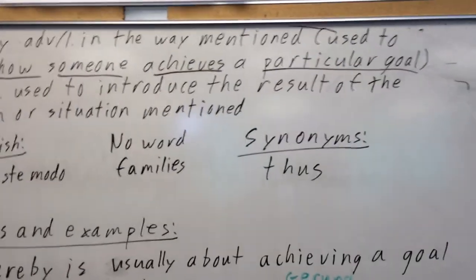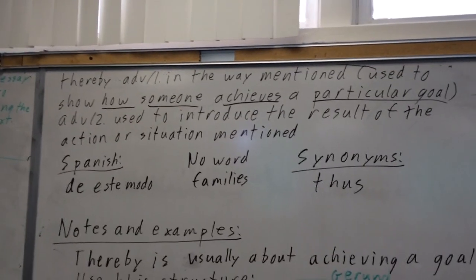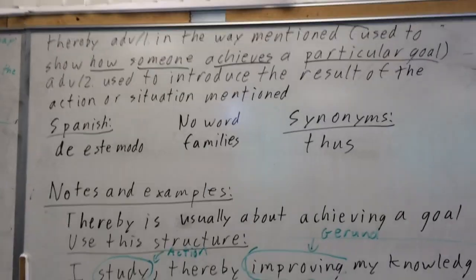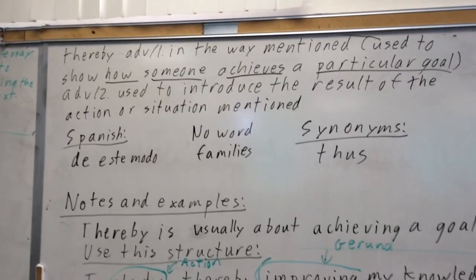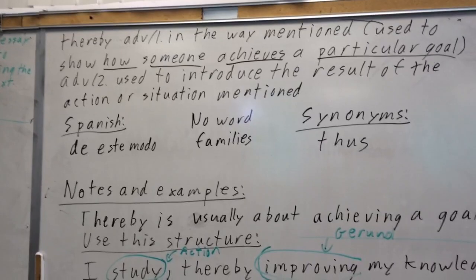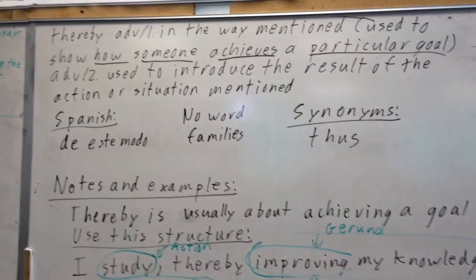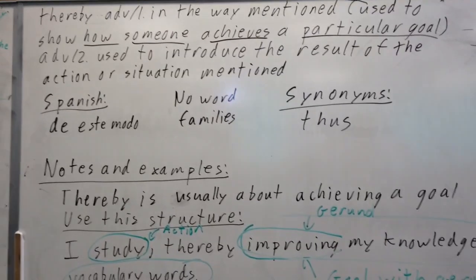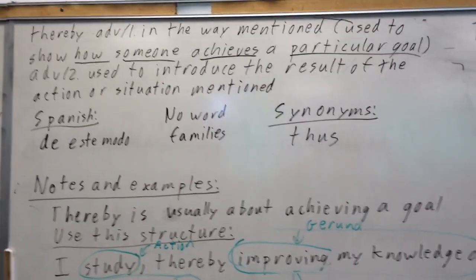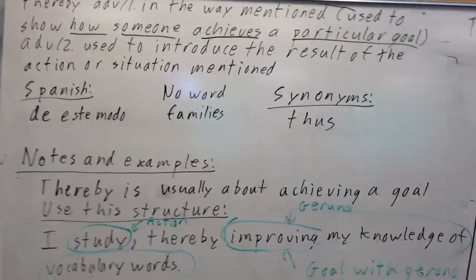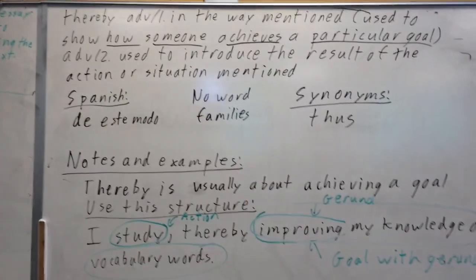Spanish, de este modo, no word families. Synonym is thus, thus. And definition 2, used to introduce the result of the action or situation mentioned. That is pretty similar though, usually because it's most often the result of a situation. I guess that's the only thing there is that sometimes you can use it in a case where it's not a goal, it's just something that happens.